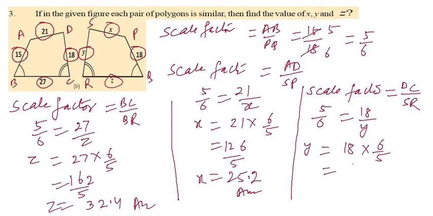So 8 6s are 48, and 6 1s are 6, and 4, 10, and divided by 5. So 5 2s are 10 and 5 1s are 5 and 5 6s are 30. So that is your answer. So you have to write and do this one.